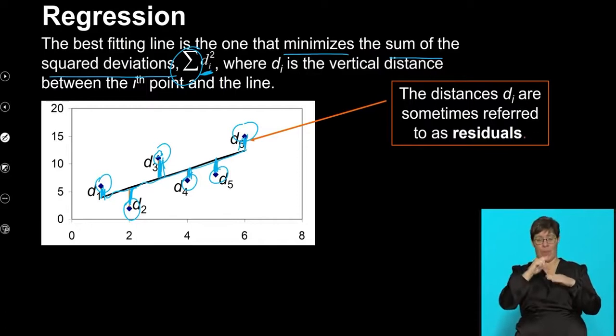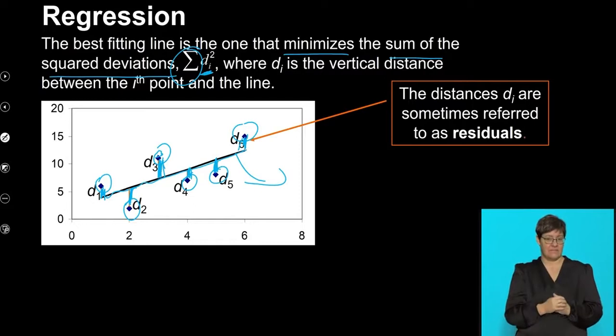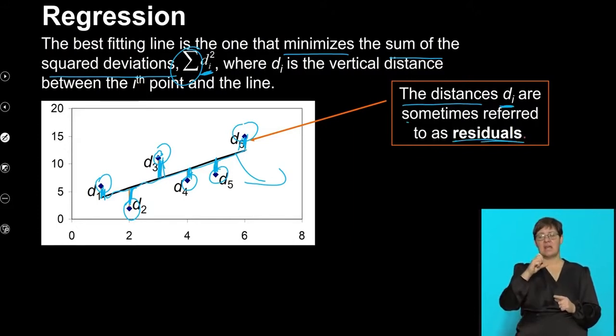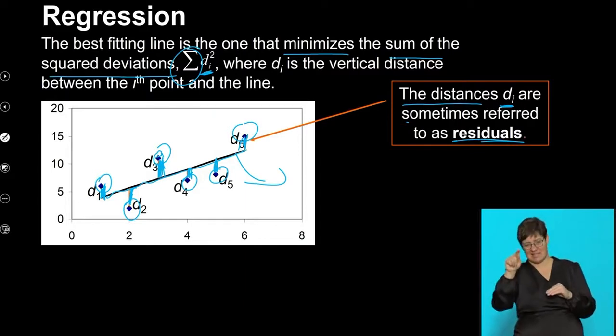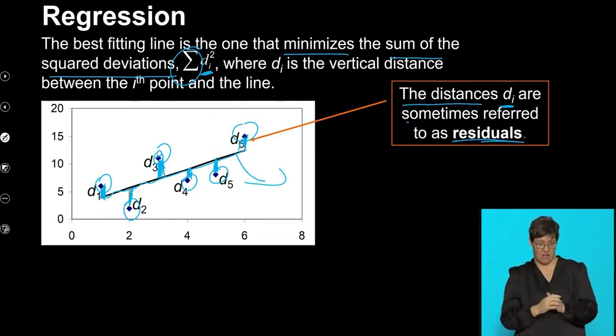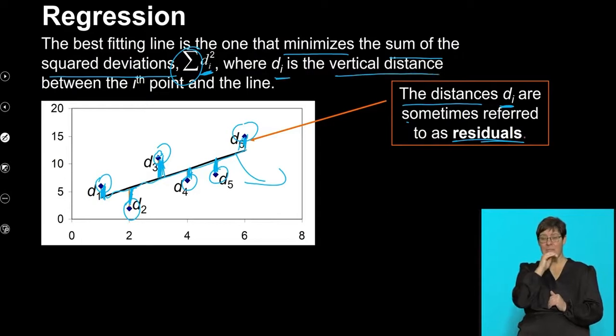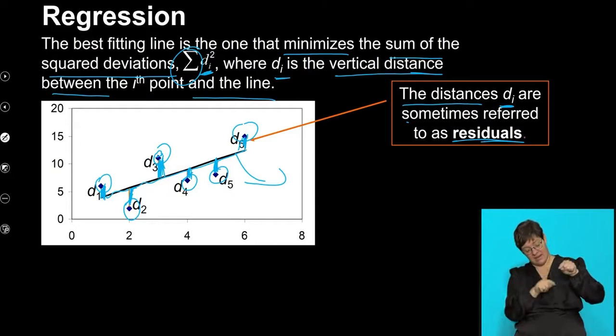So now this is our line of best fit. The distances, di, are sometimes referred to as residuals. So those deviations, d1, d2, d3, d4, d5, those are the residuals. So di is the vertical distance between the ith point and the line. That's what we're trying to do. Are we all together? Great.